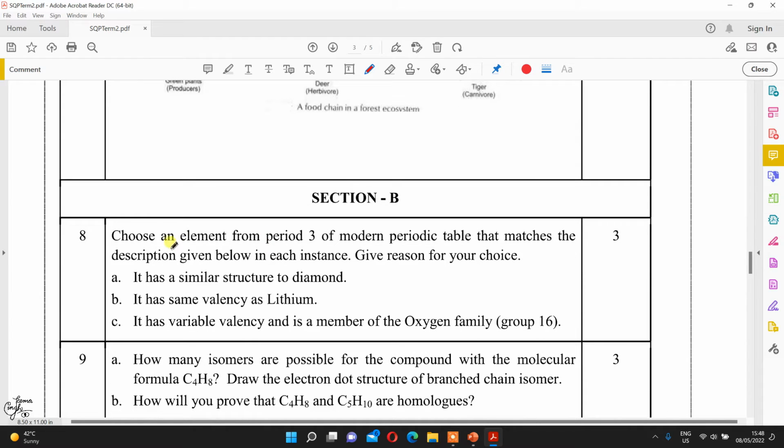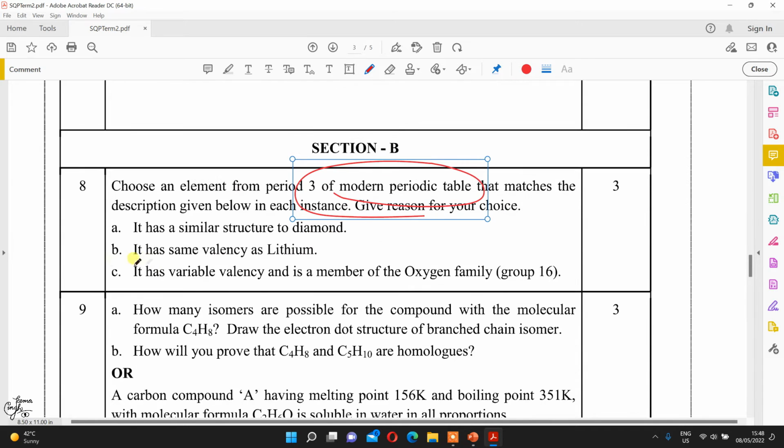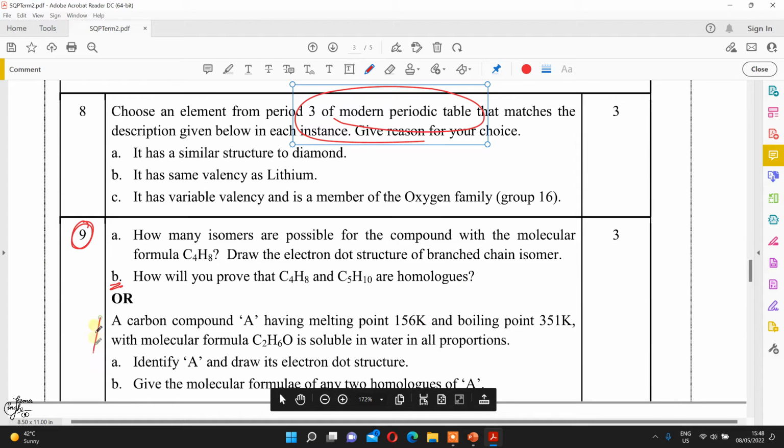Look at question number 8. Choose an element from period 3, that's pertaining to periodic classification. I'm going to leave the question as of now. Come on to question number 9. I have done this question partially in my previous videos on isomerism. I've done this question in homologous series. This one I've done in Lewis dot structure. So let us quickly revise this question.